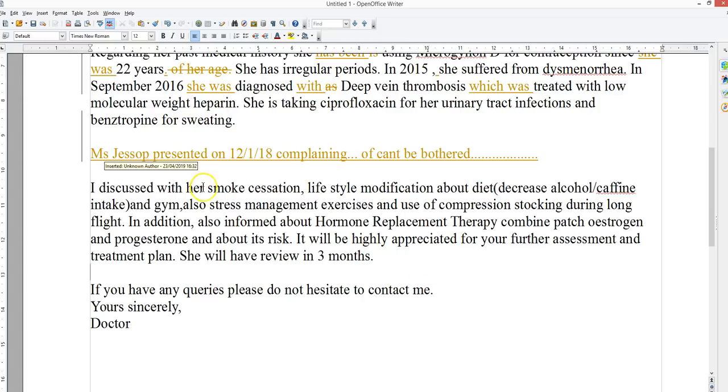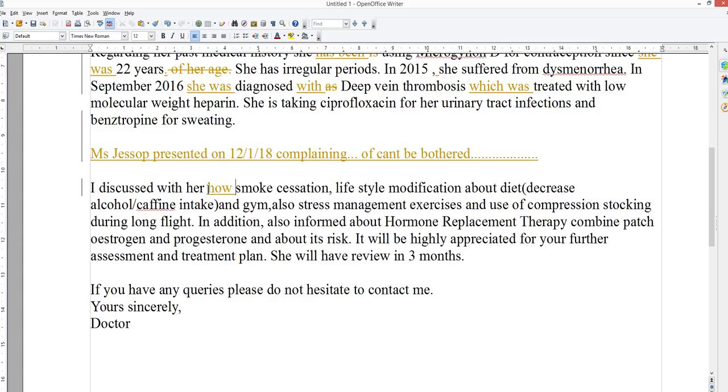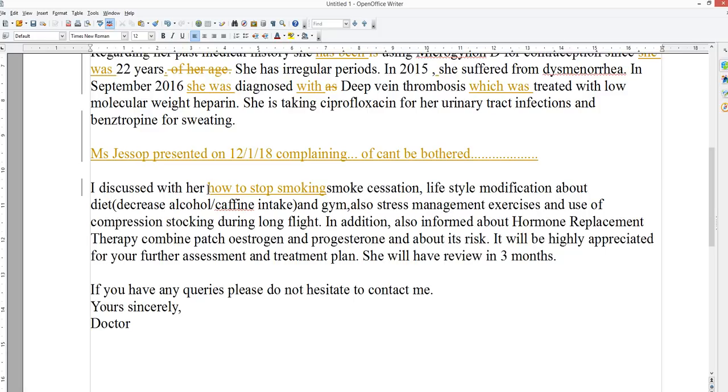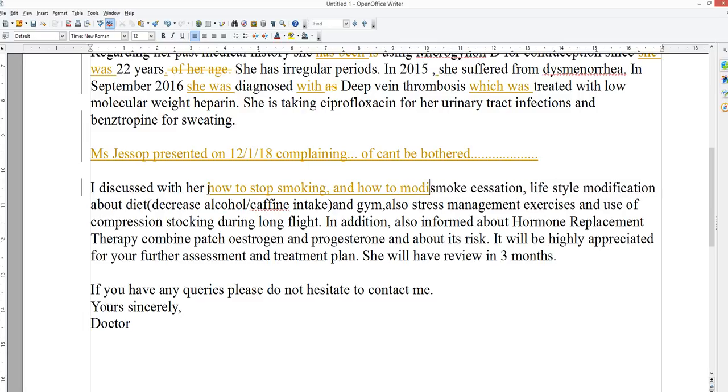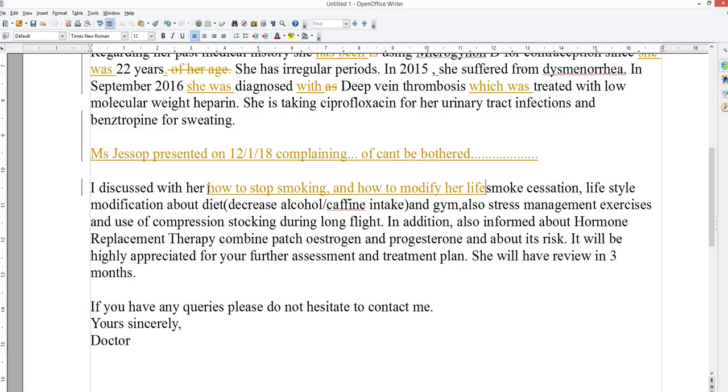So I discussed with her how to stop smoking, and how to modify her life, gym, exercise, blah, blah, blah. Okay. So you can see how you can paraphrase that, yeah? Because that's pretty close to the exact wording of the notes, and that's not so good.